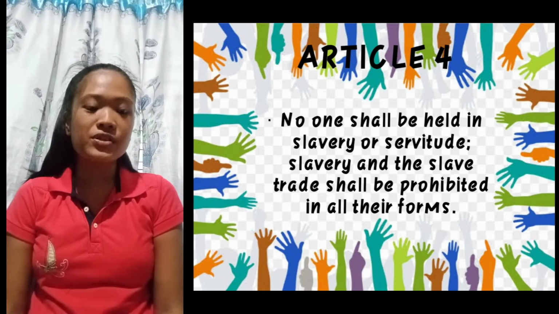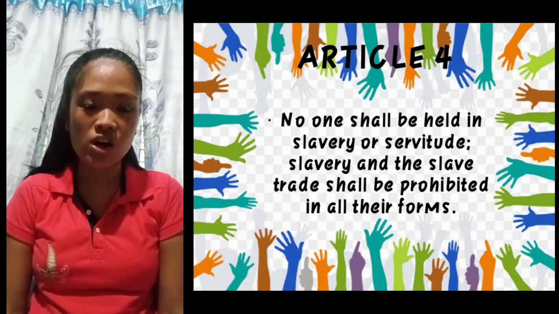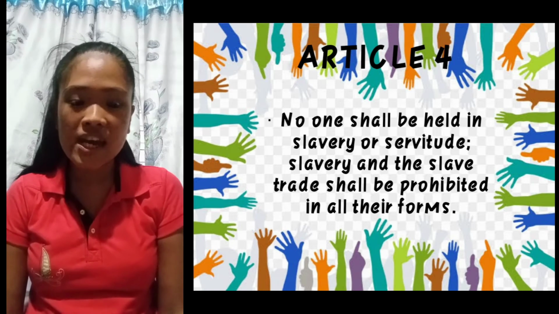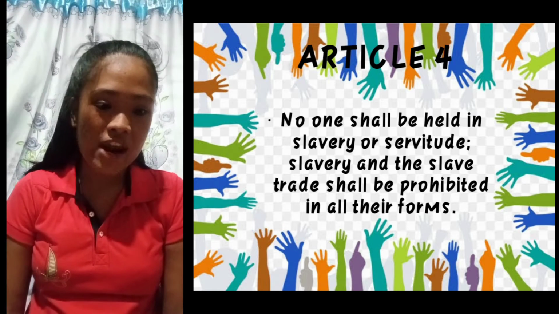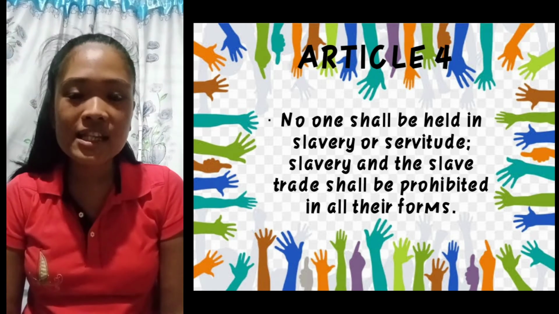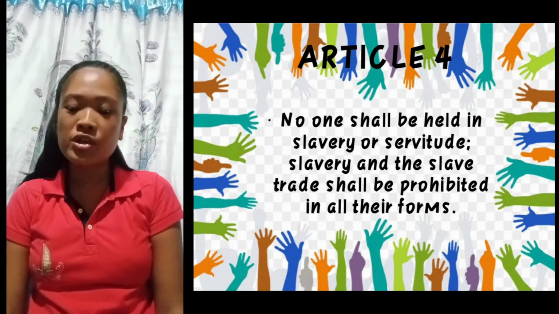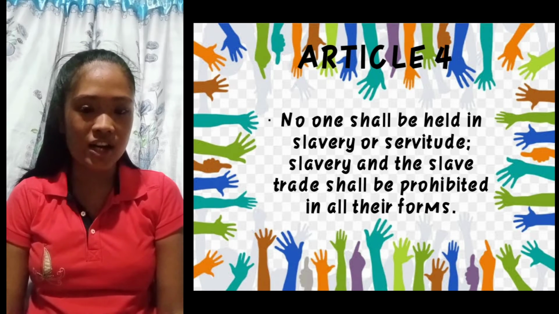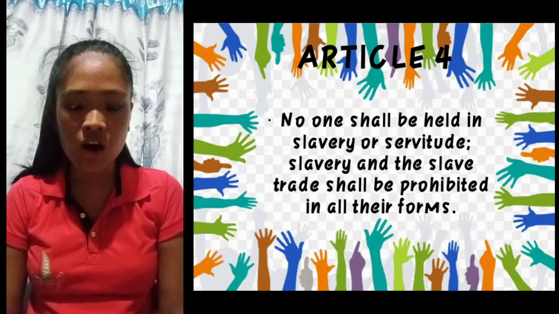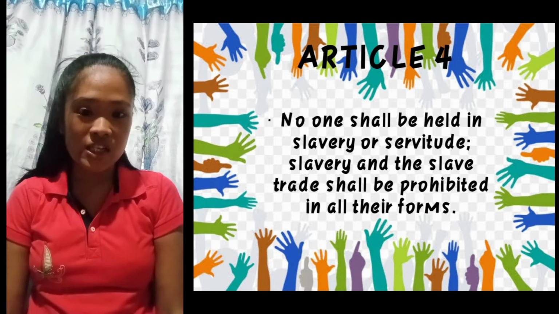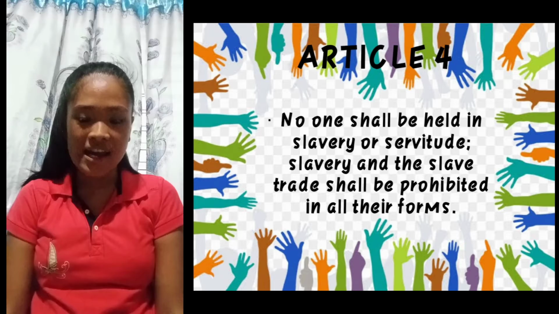Next is Article number 4, which states that no one shall be held in slavery or servitude. Slavery and the slave trade shall be prohibited in all their forms. This article means that in the past, slavery and even child labor were common. But now, since we are all protected by the Universal Declaration of Human Rights, I think it still exists but only minimally.